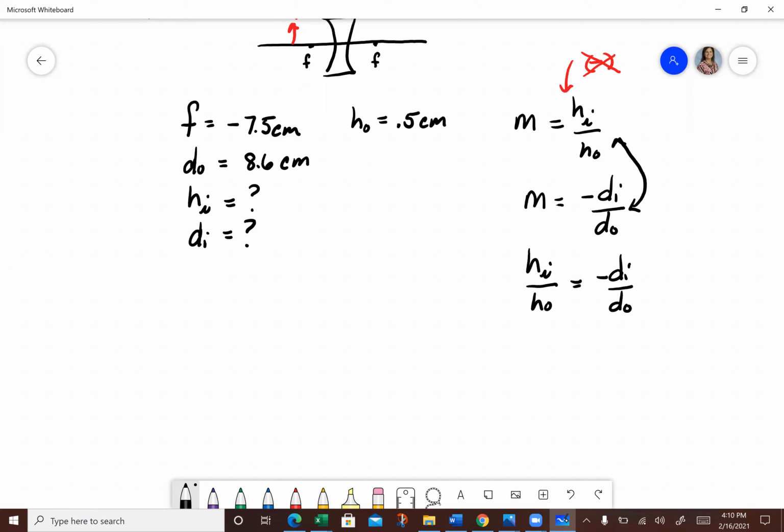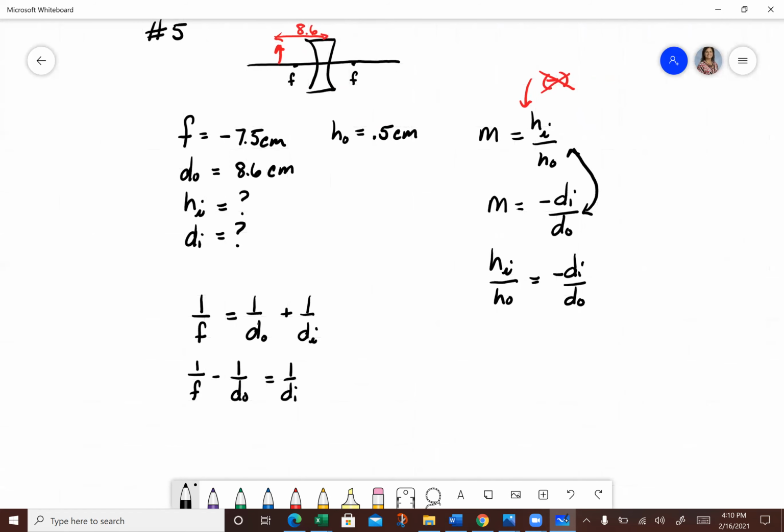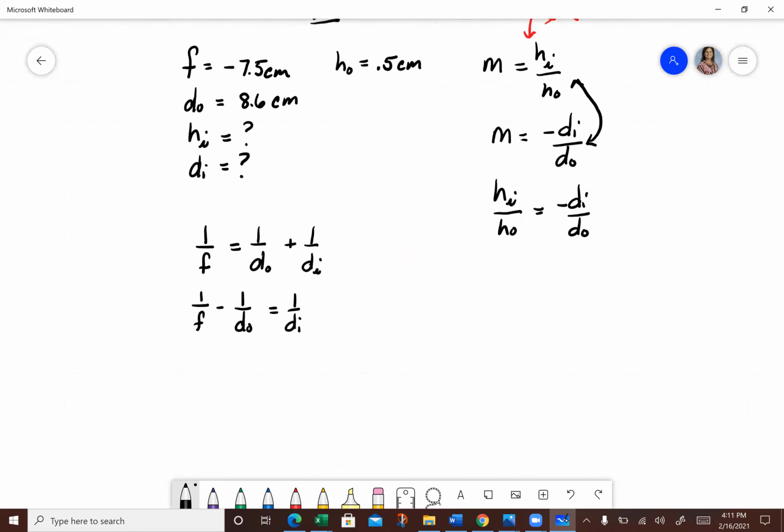The equation to find DI is our original lens equation: 1 over F equals 1 over DO plus 1 over DI. So 1 over F minus 1 over DO equals 1 over DI. A little tricky because it's not as direct, right? There's a lot of steps that we need to do here. We can't just use one equation. So lots of things to do, but there's our thought process. There's where you get 95% of the problem. And now we just have to plug it into our calculator. We do know F, we do know DO, so we can plug this in.